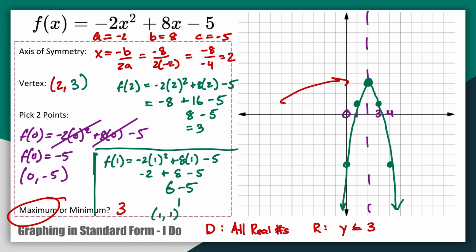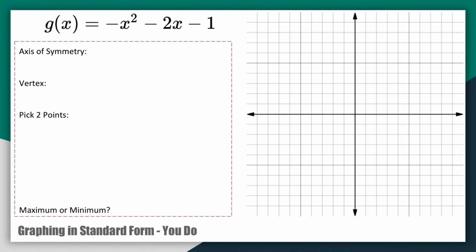Let's go to one for you guys in a second, but I just want to talk really quickly about this again. Okay, very different from vertex form. And we're no longer really sitting there and graphing by the transformations anymore. We're really just diving right into it. Okay, so here's one for you guys to do, graphing in standard form. Give it a try, and then I'll show you how to do it.